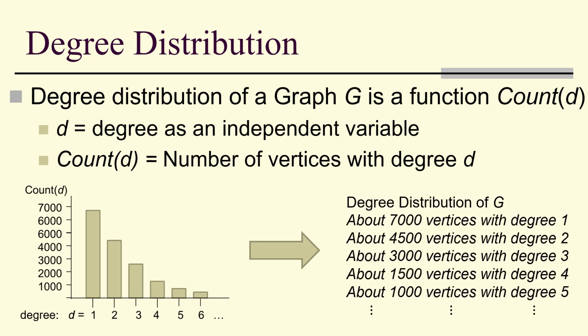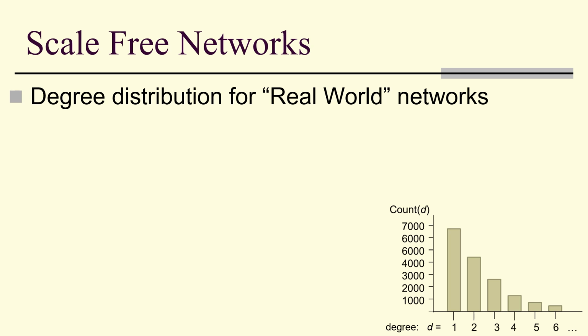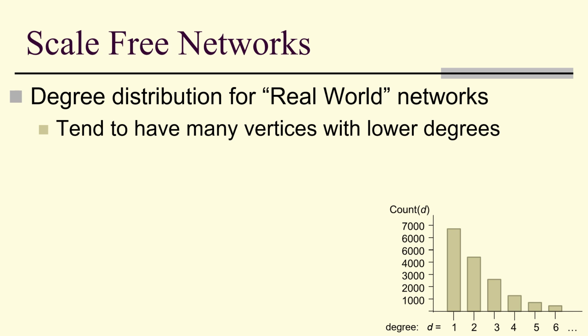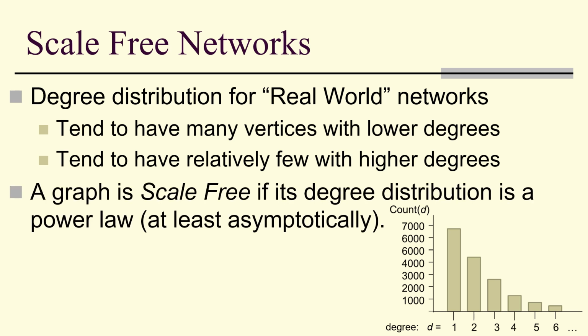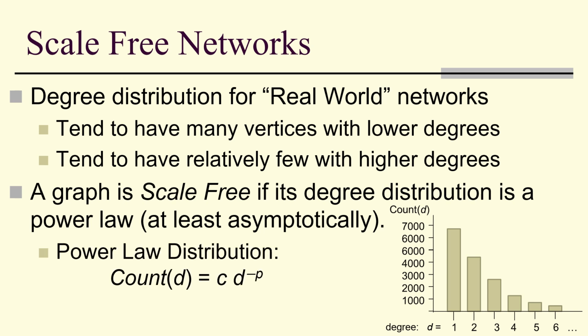So in particular, here's the specific: 7,000 with degree 1, 4,500 with degree 2, and so on and so forth, 1,000 with degree 5. A scale-free network has a degree distribution that you often see in real-world networks. They tend to have many vertices with lower degrees, like you see here, and relatively few with higher degrees. And a graph is scale-free if its degree distribution is a power law, or at least asymptotically a power law. So what do I mean by power law?